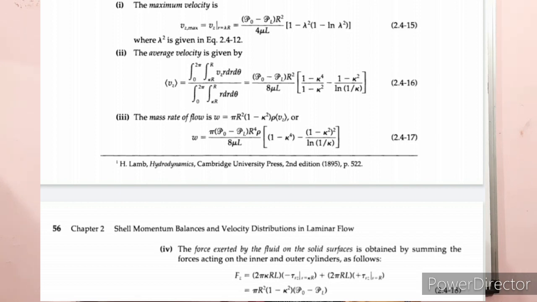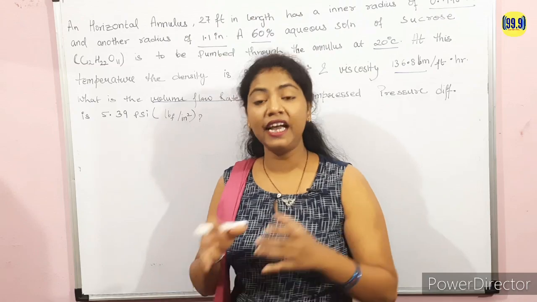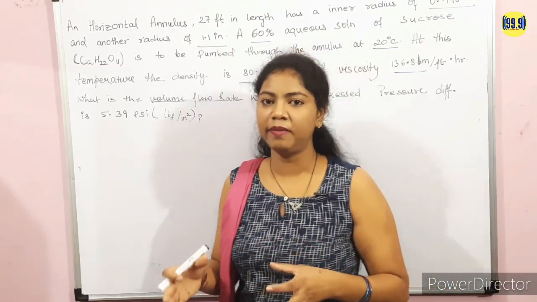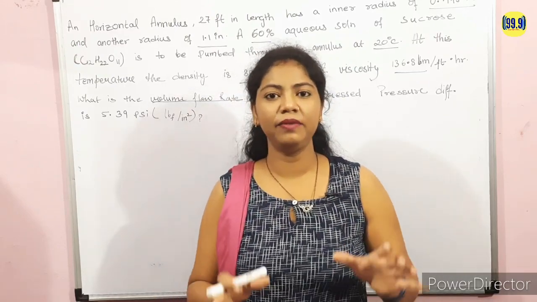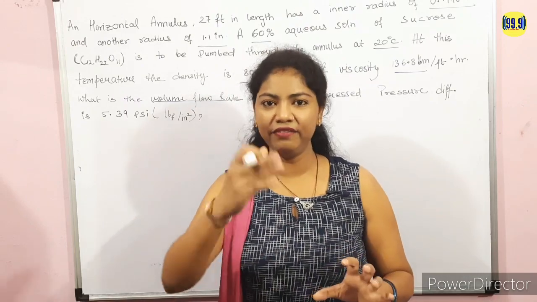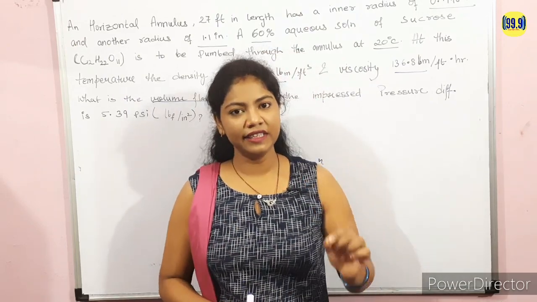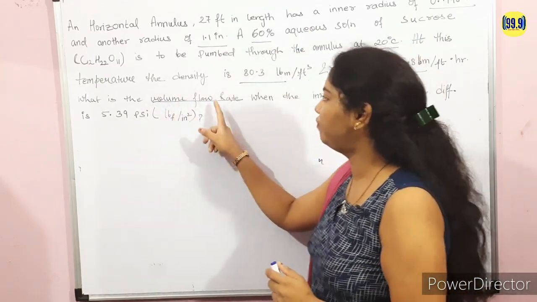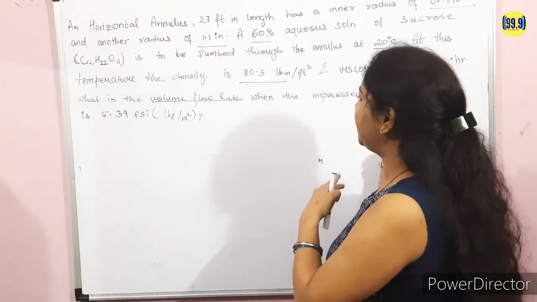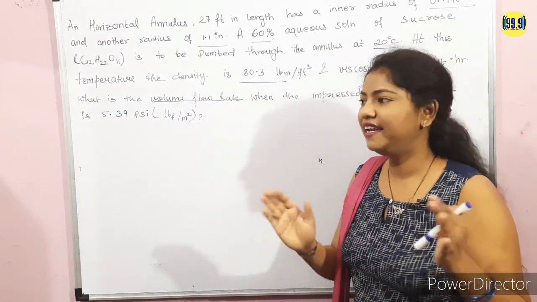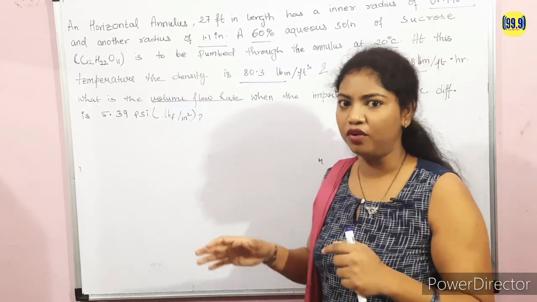So student, if you see this topic in your transport phenomena book, that is Bird, you can see that from this topic you will be able to calculate the maximum velocity, average velocity, volume flow rate, mass flow rate and force exerted by the fluid. I will display here the whole formula for calculating the various things, okay. In this portion of the question we only have to calculate the volume flow rate at a particular pressure difference, that is 5.39 psi, okay. So let's start the numerical by solving it.